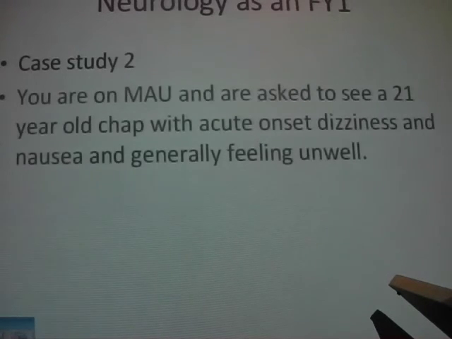Okay, so as you can see, it's really common. I've also got experience. So I was on MAU and I was asked to see a 21-year-old chap with acute onset dizziness, nausea, and just generally feeling a bit off it, not very well. So I did a neuro exam, but have any of you got any differentials? Yeah? Drugs. Yeah, very good. Sepsis. Yeah, it could be, beginning stage of sepsis. Say again? Postural vertigo. Yeah, very good. Okay, so very good.